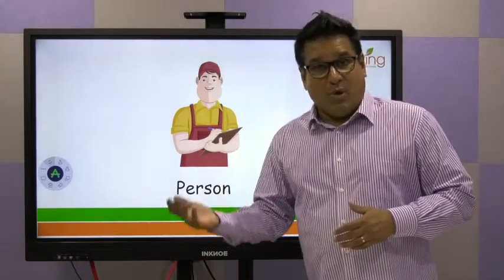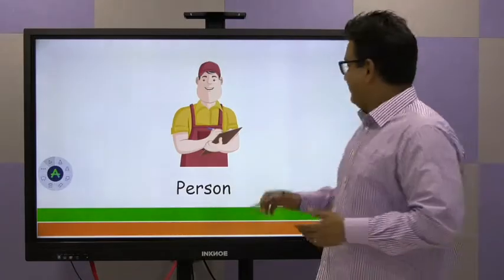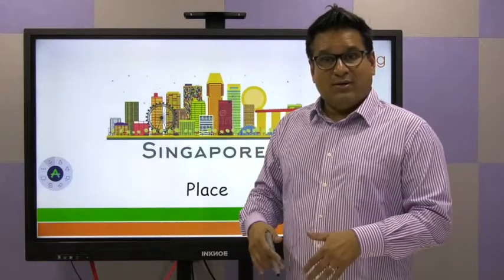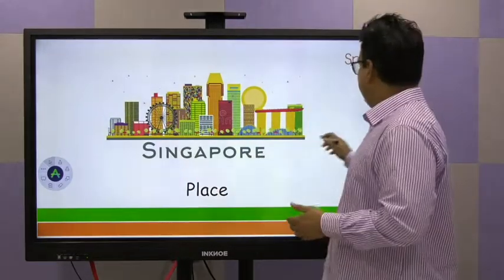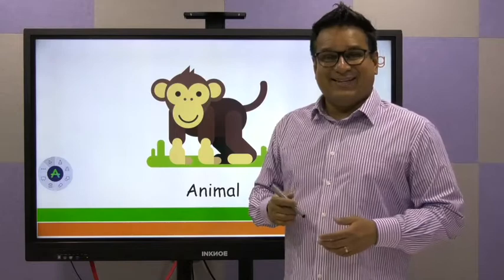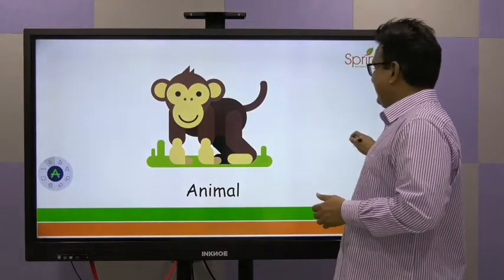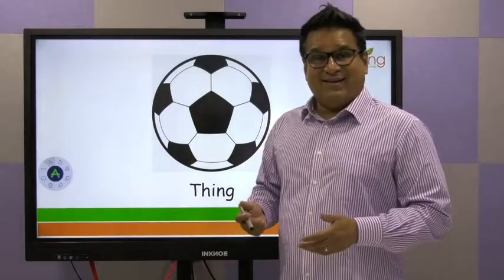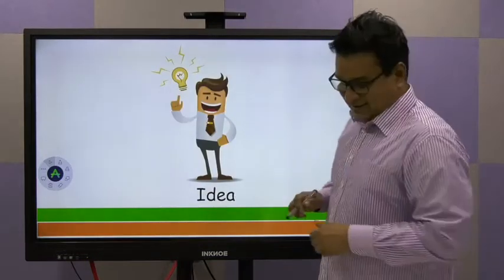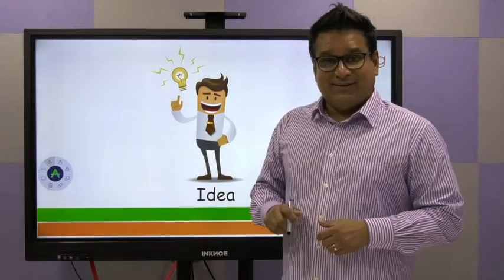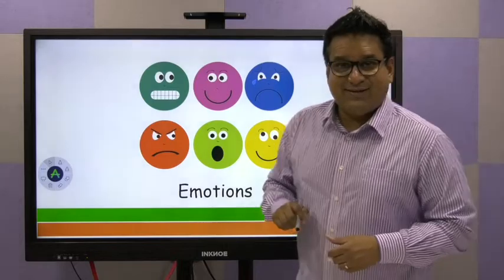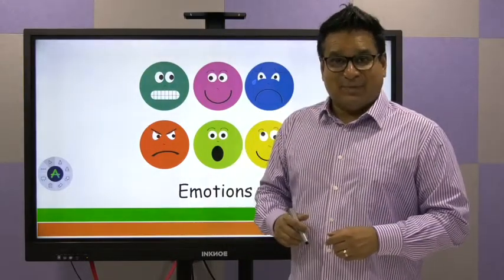They can name a boy, a girl, a teacher. They can name a place, like Singapore, or China, or Vietnam. They can name an animal, like a monkey. That's funny, right? Monkey. They can name a thing, like a football. Okay? And they can name an idea. One last thing, they can also name emotions, like happiness, for example.